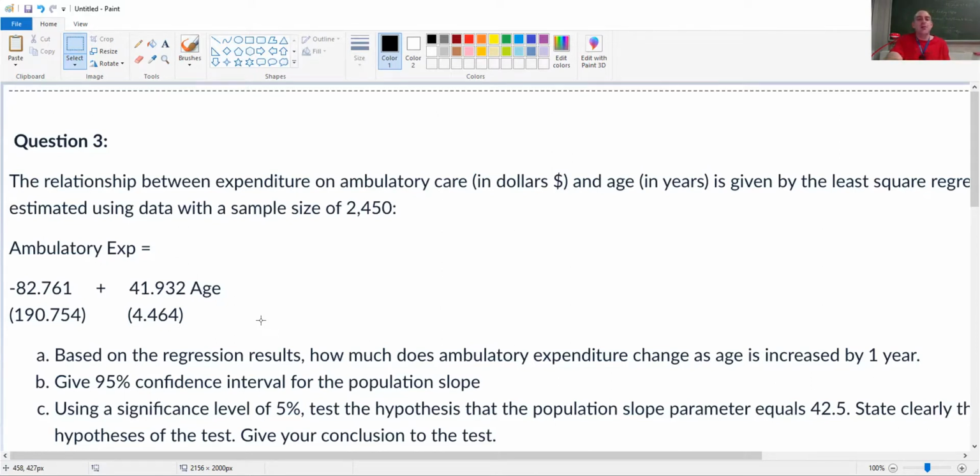So based on the regression results, how much does ambulatory expenditure change as age is increased by 1 year? If I had an age of, say, 20, it would come out to a certain answer. And if I went up to 21, I would get an extra 41.932. That's the idea behind it. Every time there's an extra 1, it goes up by that number. They are the standard errors, which means, let me just talk about that. You need it for part B and part C.